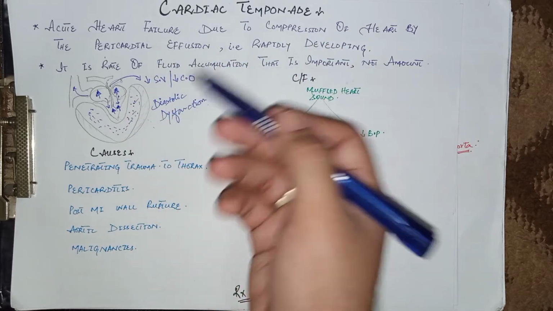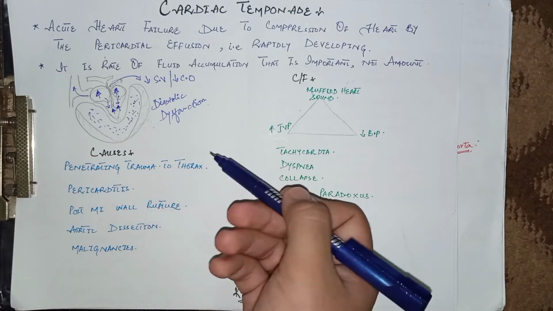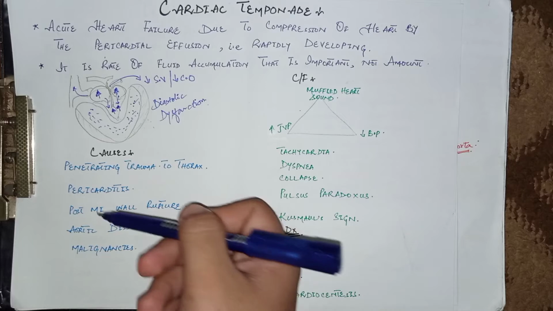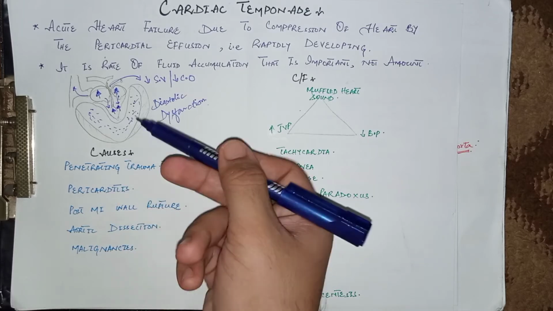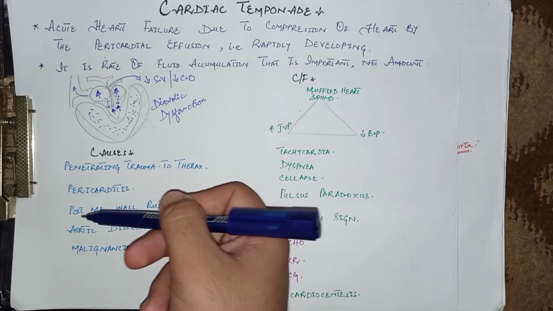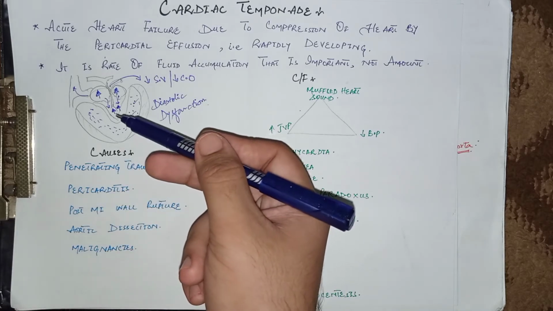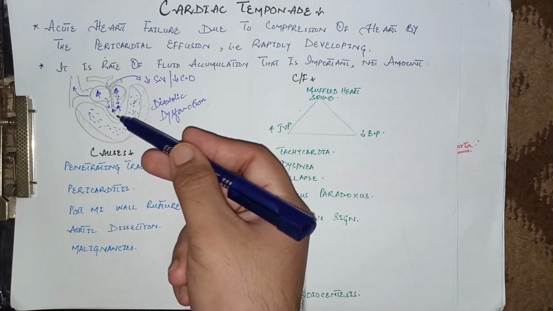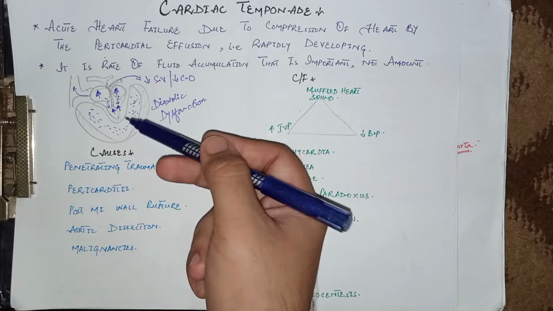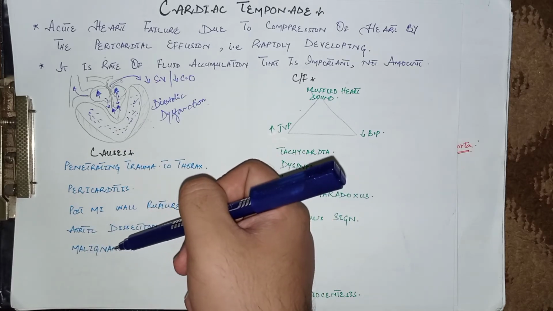Now come to the causes of cardiac tamponade. It can be caused by penetrating trauma to the thorax or ultimately to the heart. The other causes include pericarditis, that is, inflammation of the pericardium, and post-MI wall rupture. After a myocardial infarction, or heart attack, if there is a rupture of the myocardial wall, it can cause accumulation of blood in the pericardial sac with very high velocity. The other causes include aortic dissection and malignancies.